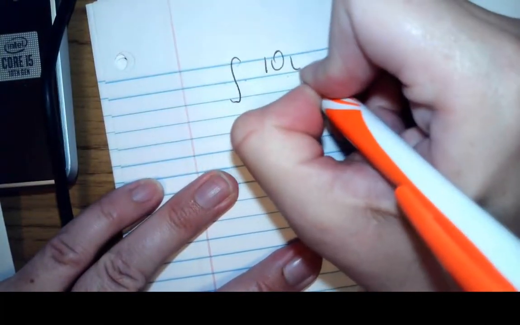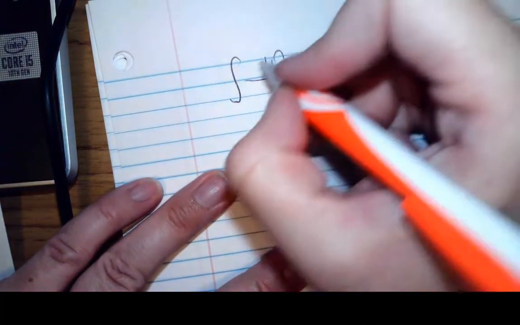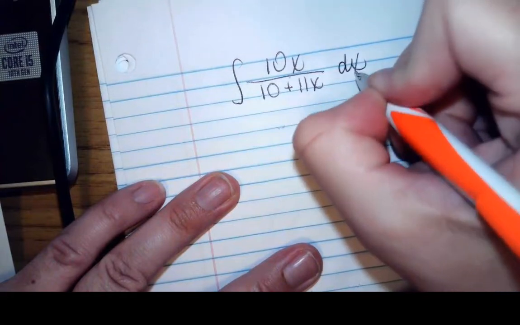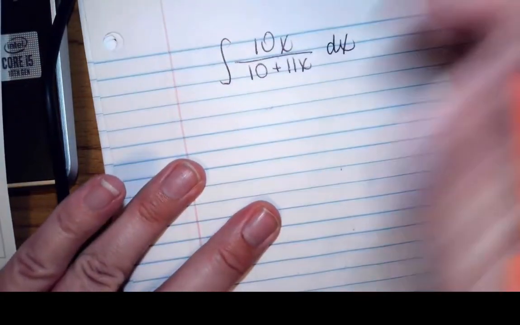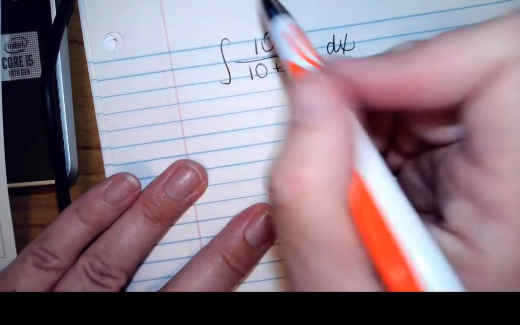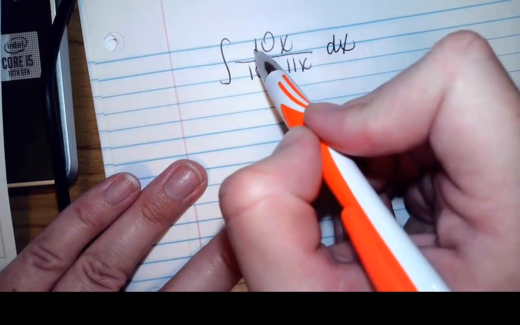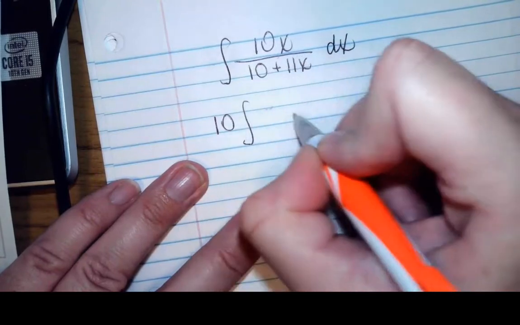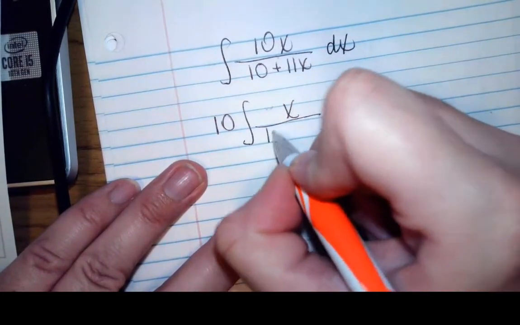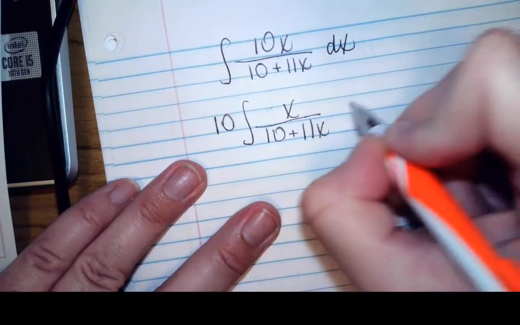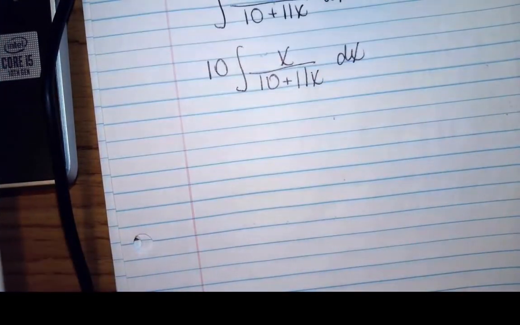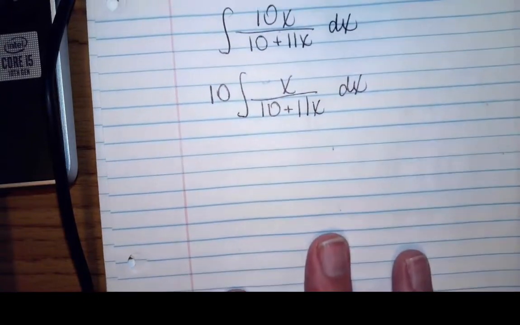Okay, so the first one that we have is going to be 10x over 10 plus 11x dx. Now, I may or may not want to do this, but I'm noticing right off the bat that I've got a 10 times x. So this 10, I'm going to pull out front. So I actually have 10 times x over 10 plus 11x dx.